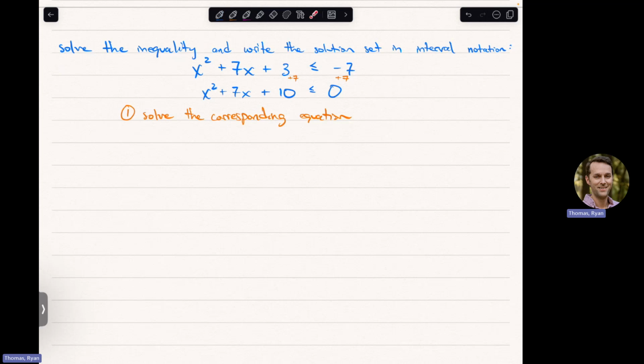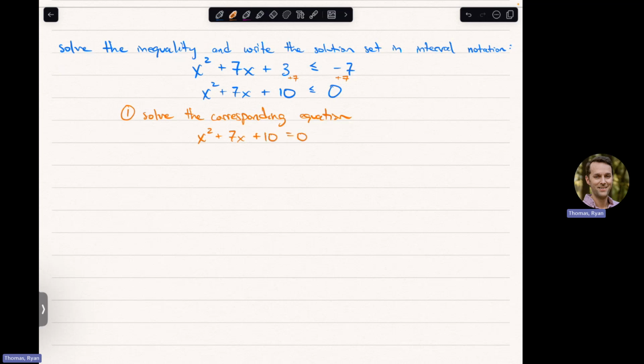Because most of our quadratic solving methods rely on comparing to 0, quadratic formula, factoring, all those things, we need to be comparing to 0. So that's why I'm doing that first. Okay, now I'm going to solve the equation. So x squared plus 7x plus 10 equals 0.